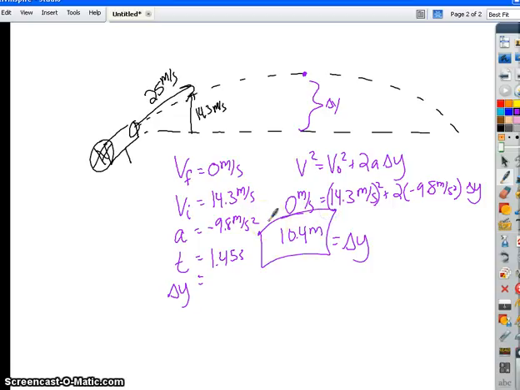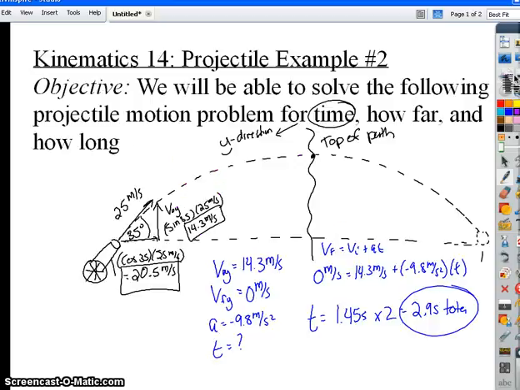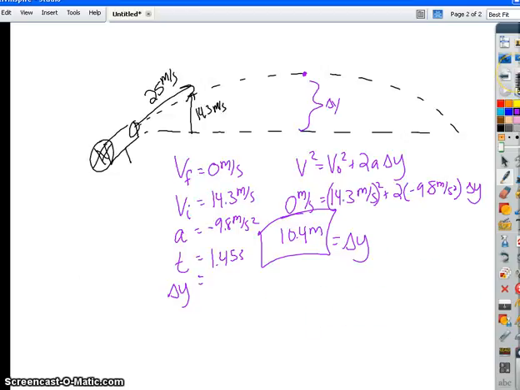And notice, once again, that because I originally split up my projectile motion path into two parts and I was looking at the top of the path, I already had the time it was in the air to the top of the path. So that's that.